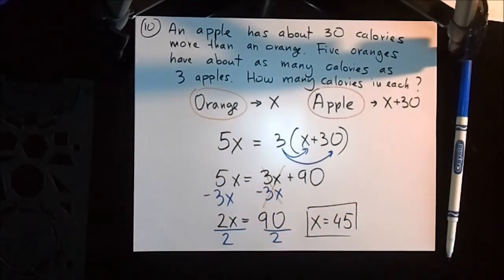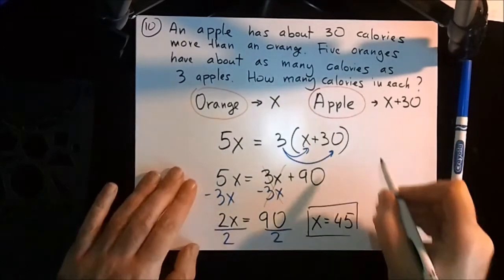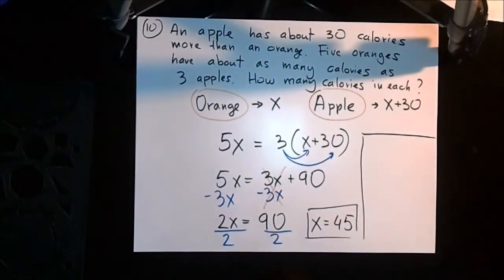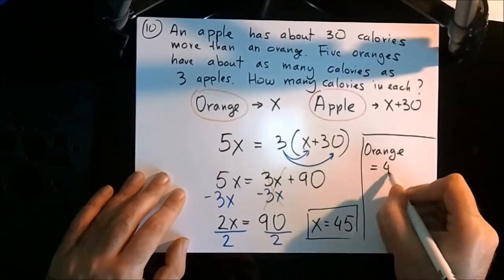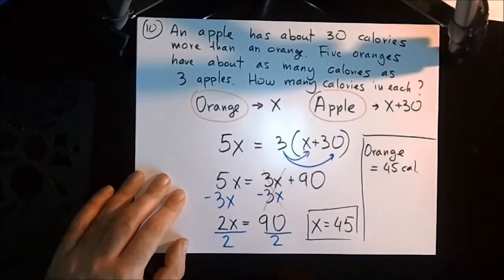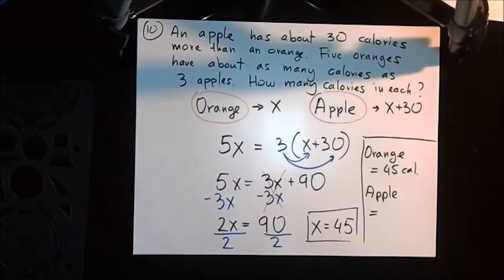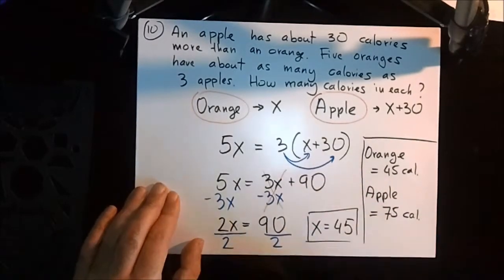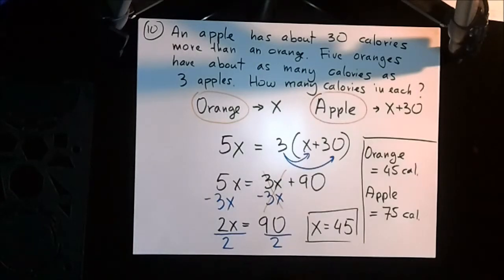Now this isn't the full problem. What am I missing to give me the full answer? So x is the oranges. So I can say that an orange has 45 calories. And I'm going to just say cal for calories. How many calories does an apple have? 30 more calories than an orange. So 45 plus 30 gives me 75 calories. So you can say in a sentence, and I don't have room for that, but the way you would answer this, you would say, an orange has 45 calories and an apple has 75 calories. And that's how you would end this particular word problem.